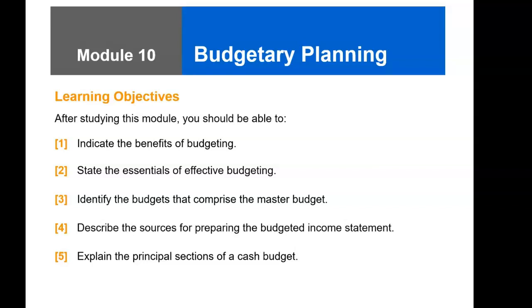Now, one of the most pervasive management accounting tools, which every organization that you will be a part of uses, is called budgeting. A lot of people think budgeting is a financial accounting tool. No, it's a management accounting tool. What it does is force managers to plan and cost the activities for the upcoming year. So it's a planning tool.